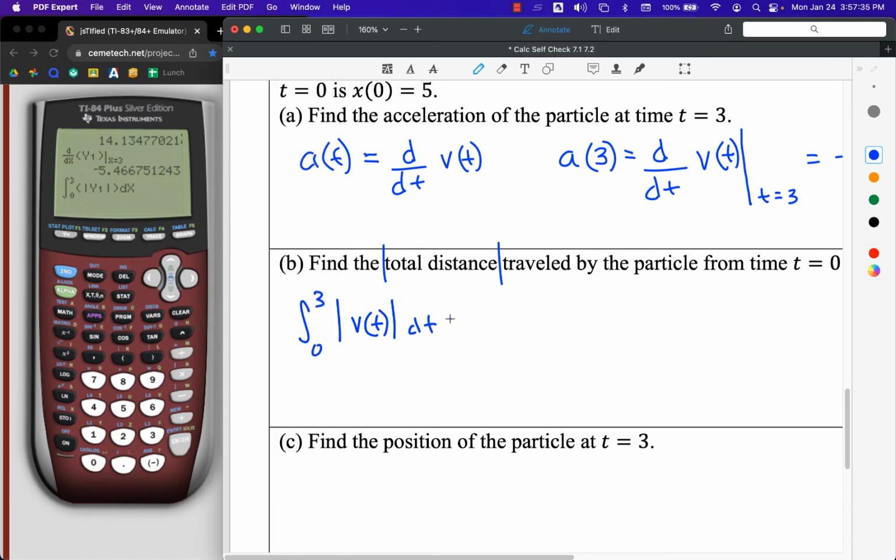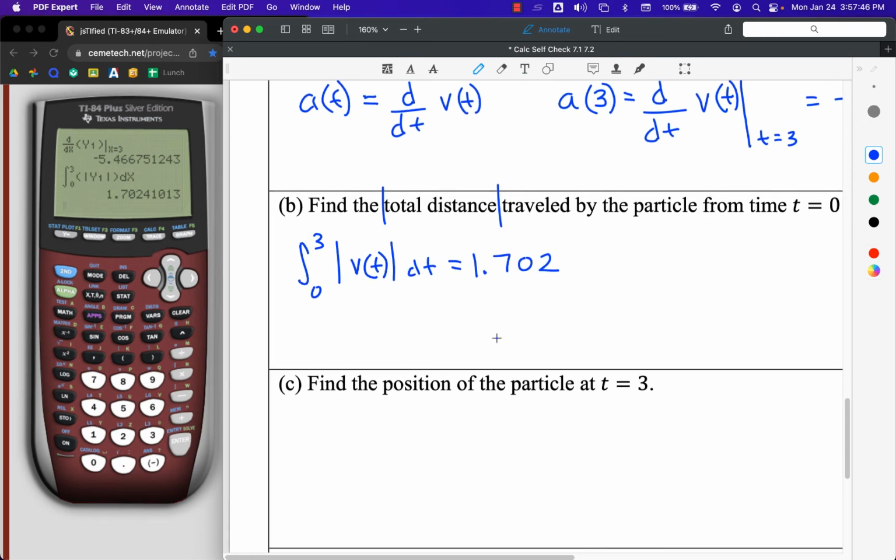So I'm going to say that this is equal to 1.702. And finally, the calculator caught up to me. Mr. Snell is just so fast, right? Cool. Moving on to part C.